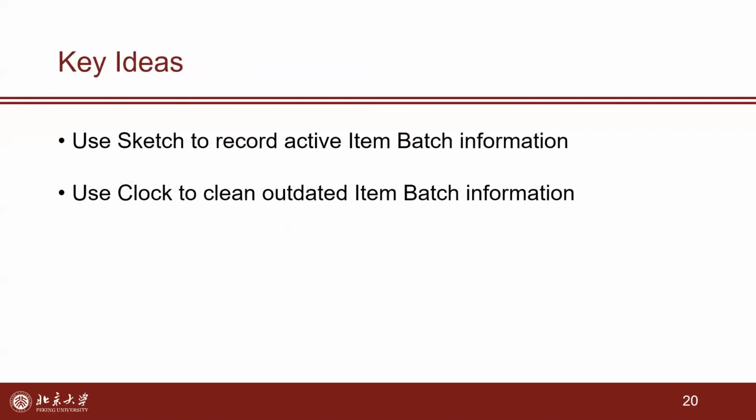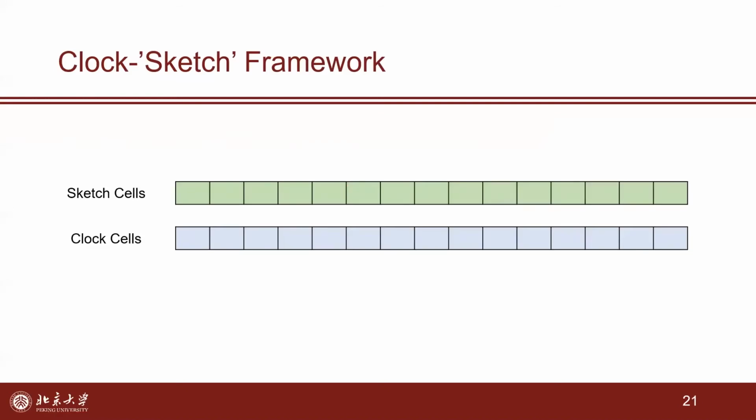And the key ideas are, first, to use sketch to record active item batch information. The second is to use clock to clean outdated item batch information. This page shows us a clock sketch framework. It is combined of 2 parts. The first is sketch cells. The second part is clock cells. And one sketch cell corresponds to one clock cell, which forms a pair. Each clock cell is 1 bit.